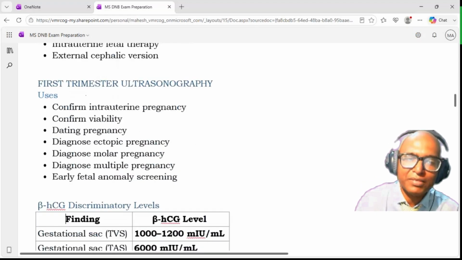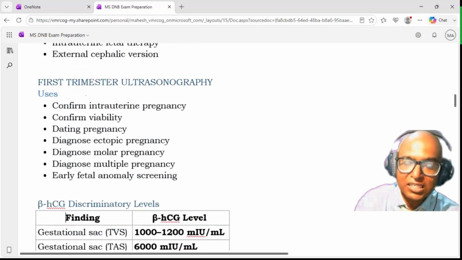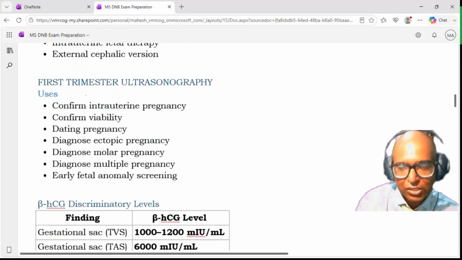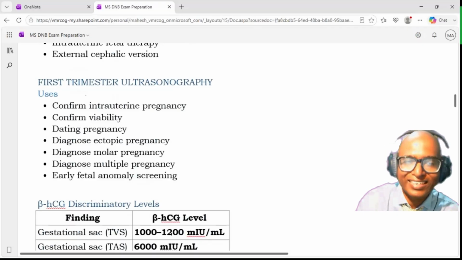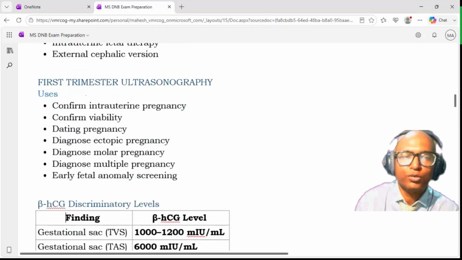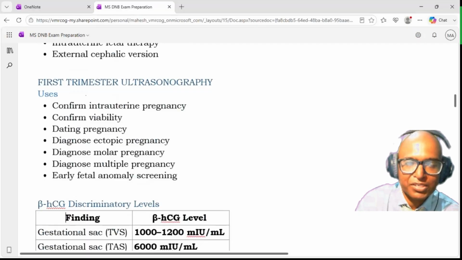Okay. Then first trimester ultrasonography. If you are asked the short note on first trimester ultrasonography, you will first describe a little bit about the principles of ultrasonography. Then you will directly go on to the first trimester ultrasound. Remember, your findings or text should be related to the first trimester ultrasound only. So what are the uses in the first trimester?